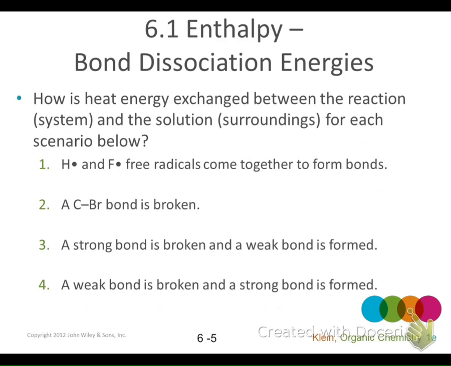Okay, so H and F, free radicals. Free radical means one electron, not two, right? Unpaired electron. H and F free radicals come together to form bonds. What's the energy exchange going to be? Exothermic. The system, the reaction, is going to be liberating energy to the surroundings. So if you wanted to write it out, H radical plus F radical form HF. This is going to be exothermic.